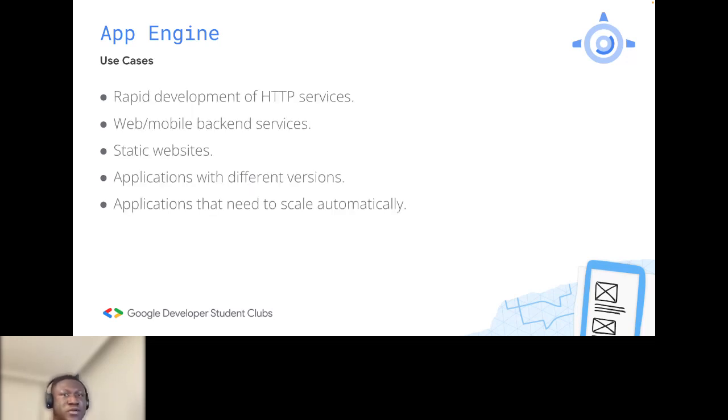So use cases are when you need to develop your web application swiftly, when you're deploying static websites, when you want to deploy applications with different versions and also manage the splitting of traffic between them. When you want to deploy applications that need to scale automatically based on traffic, this would be your best bet to use.